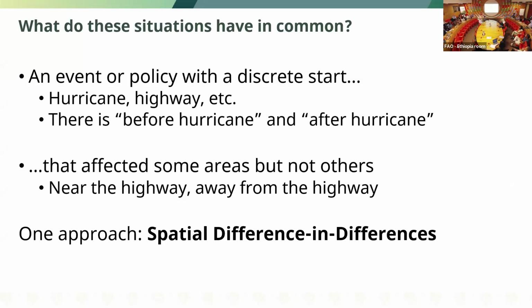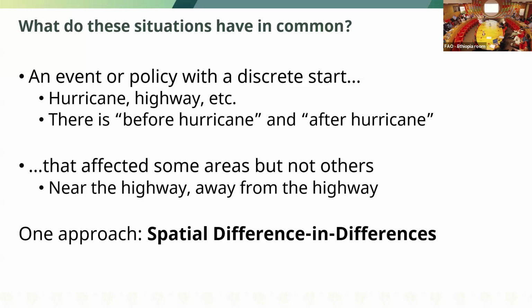Well, there is an event or a policy with a discrete start. With a hurricane, there's a point when there was no hurricane, and then there was the hurricane, and now we are post-hurricane. Likewise, with the highway, there's a clear point before it arrived and a clear point after. And second, it affected some areas and not others. That's the basic condition you need for a difference in differences. Those are the two differences: before and after, and treatment and control.